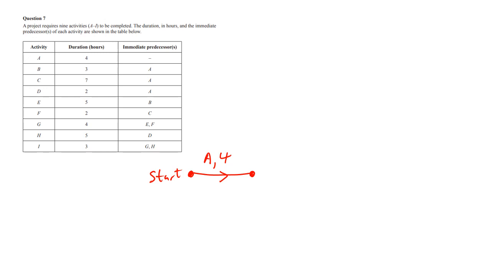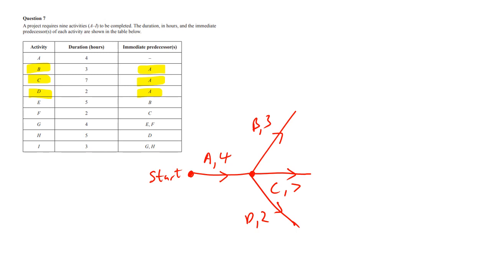Now, if we look at the next things, we can draw these three with A. So that's B, C, and D. So we're going to have three things come off here. So we're going to have B, comma 3, C, comma 7, and D, comma 2. And then they're all done. And then we just scan down the list. It looks like it's not too bad because we've got B, C, and D. So from B, we've got E. So we just go straight across like that. And that's E, comma 5.